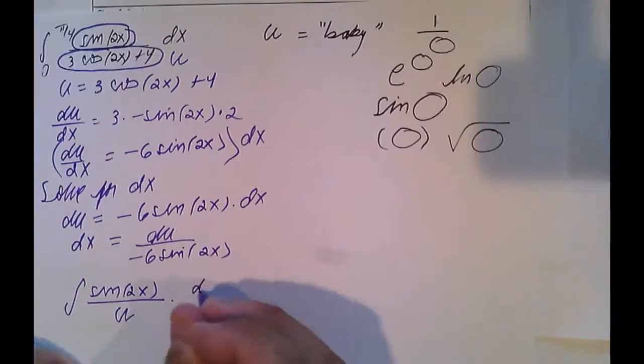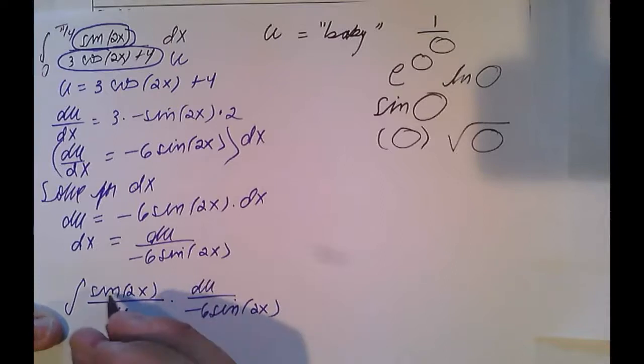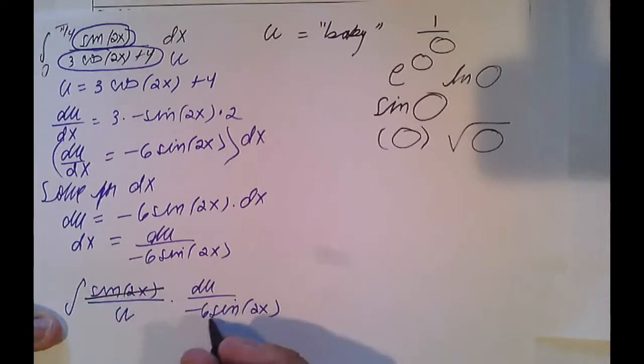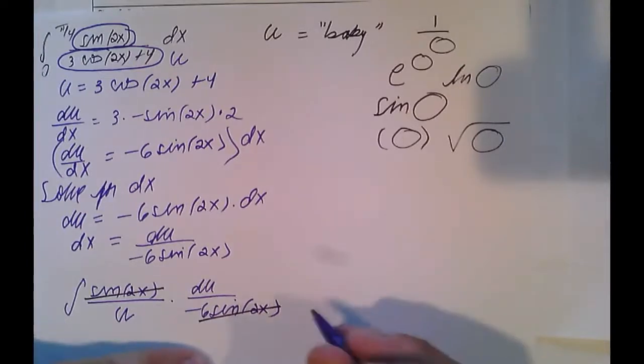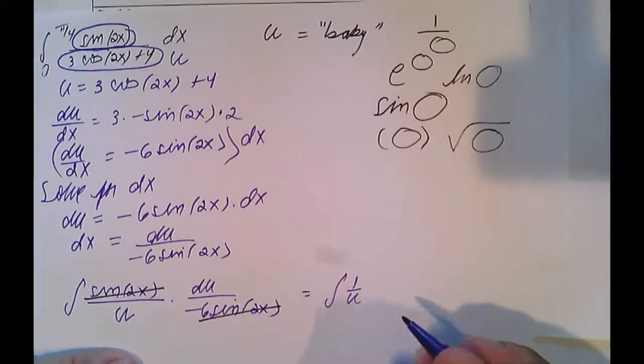dx is du divided by negative 6 sine of 2x. And this is why I'm not bothered if I'm off by a constant that I'm multiplying by. I have a sine of 2x in the numerator. I have a sine of 2x in the denominator. Those can cancel. And what I have right now is going to be the integral of 1 over u.